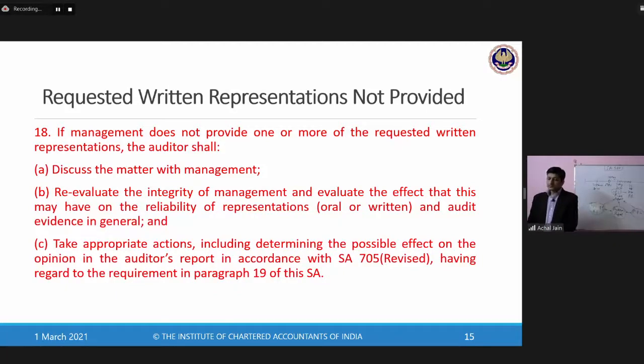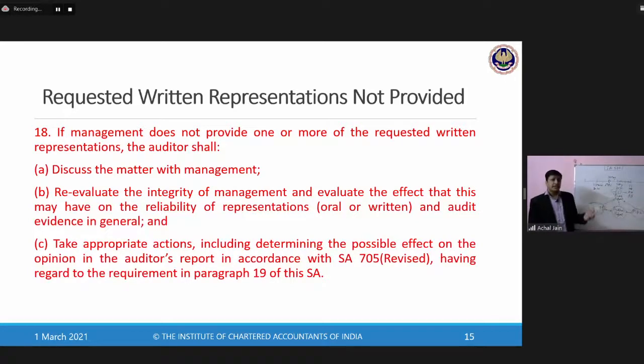Next, around the integrity of the management, the auditor would also discuss all such matters with those charged with governance. Because over and above management, it's also the audit committee, or you can say the board of directors, with whom the auditor would have had communications.